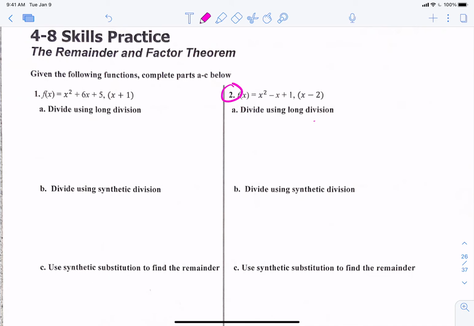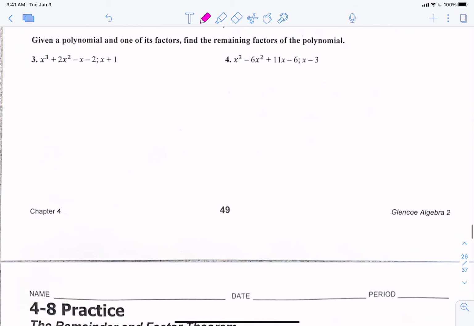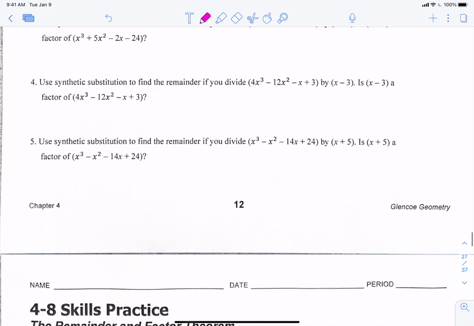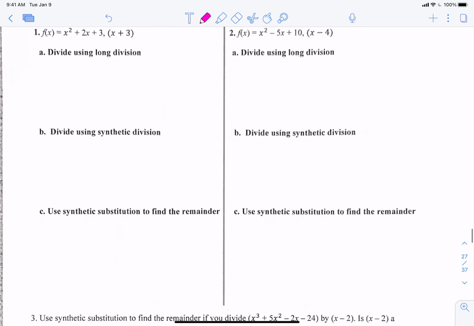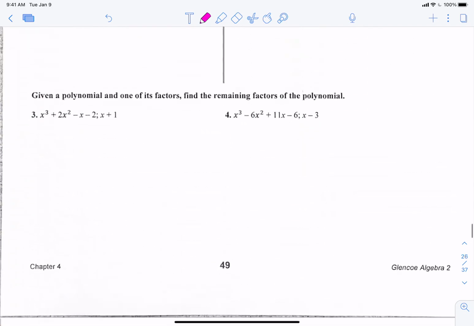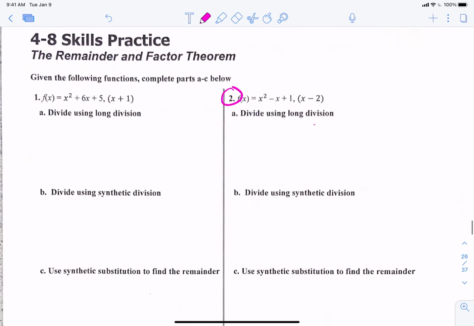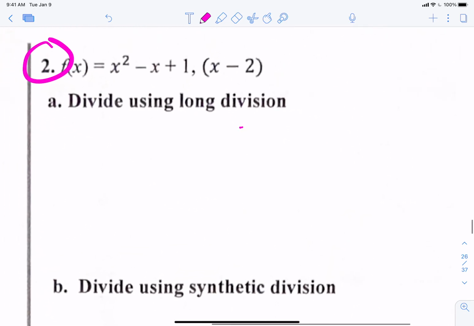Okay, so 4-8 skills practice, we're going to do number 2 together, but then you don't have to do 1 and 3 and 4, okay? But on practice, you have to do all of them. All 1 through 5. There's only 5 problems, but there's A, B, and C. Okay, so number 2, divide using long division. That's the first thing that we're going to do. Let's set up the long division, okay?